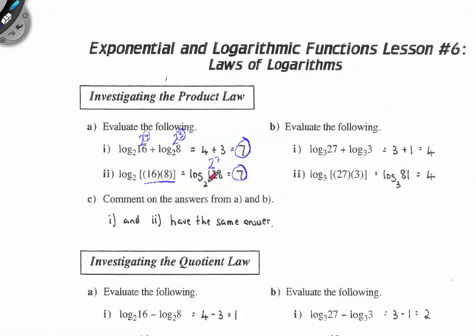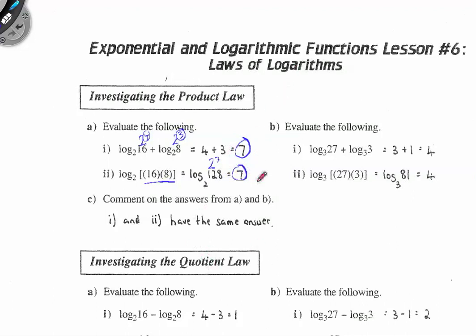So what does that mean? We can investigate the same thing over here with a base of 3. This is 3 to the 3, 3 to the 1, so 3 plus 1 is 4. Or 27 times 3 is 81, which is really 3 to the 4. So again, it equals 4. So they both have the same result here and here. We'll get to what kind of a law this really is pointing towards in a moment.